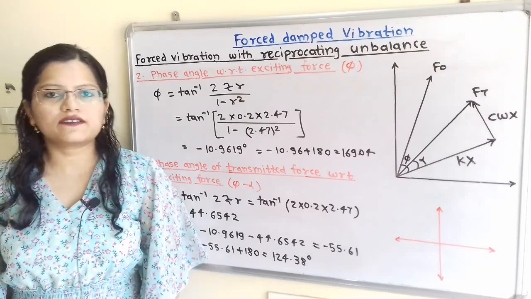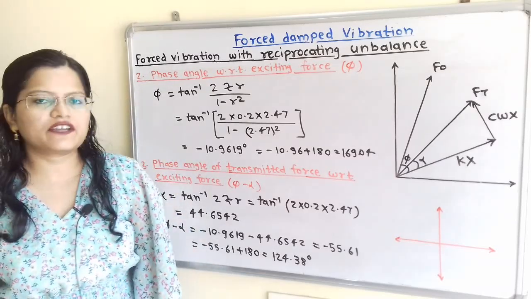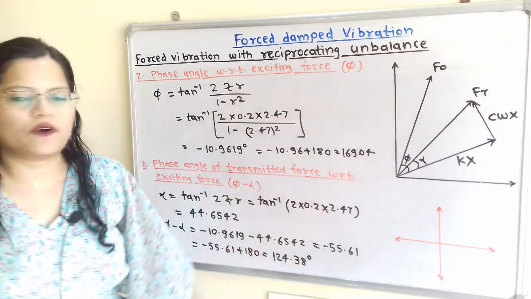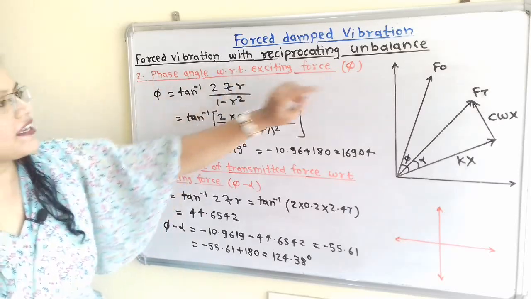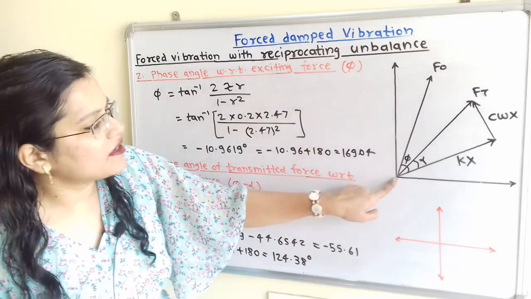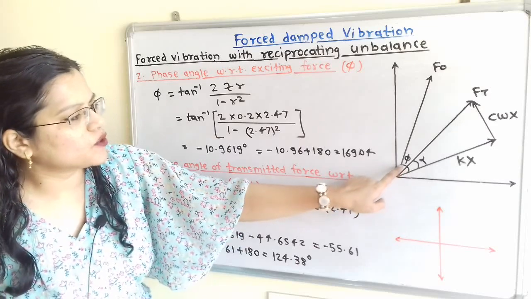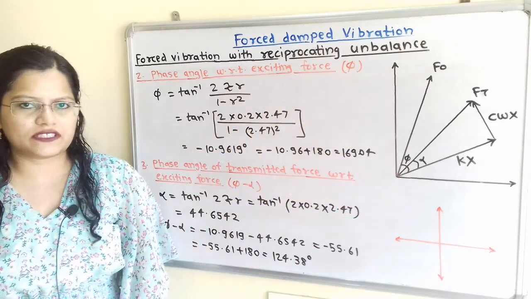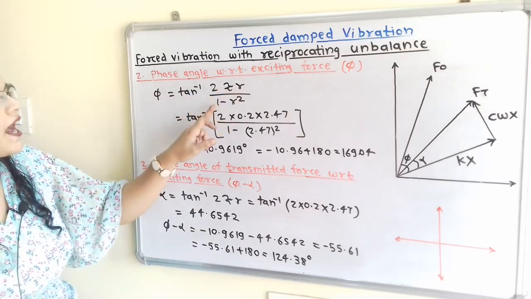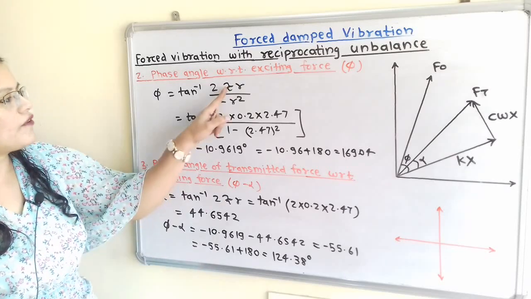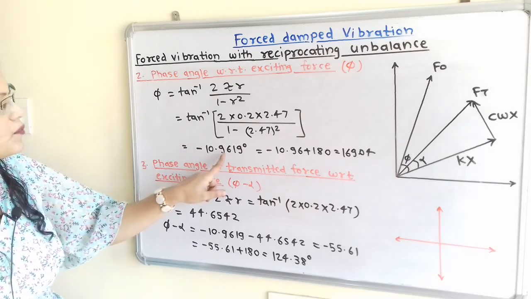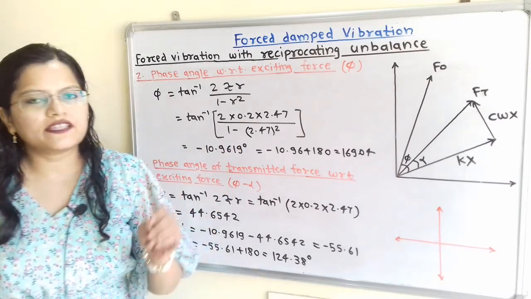Now we will move to the second question, the phase angle with respect to the exciting force. If we observe this vector diagram, the exciting force is F0. Now we have to calculate the phase angle with respect to the exciting force. Here this F0 has an angle with the vector Kx, known as angle phi, and we have to calculate this. The formula is phi equal to tan inverse of 2 zeta r by 1 minus r squared. The value of zeta is known and r is calculated, so we get the answer minus 10.9619 degree. Here is the minus sign.